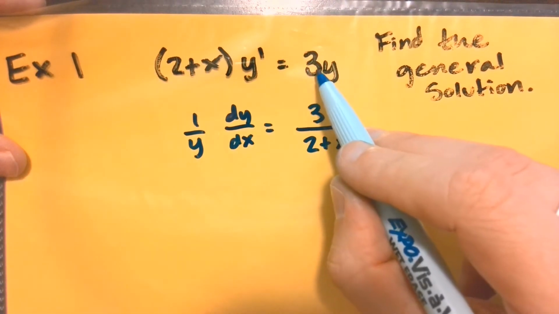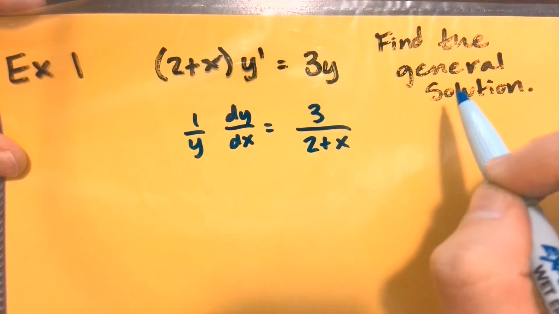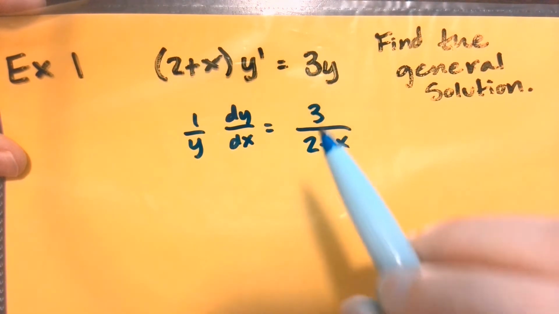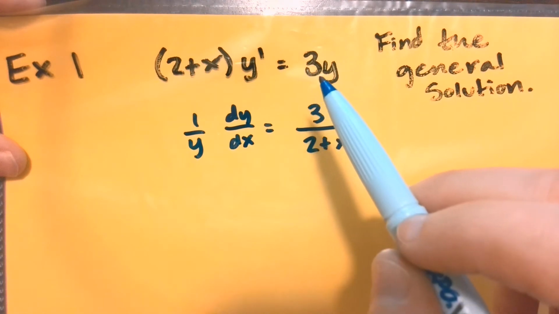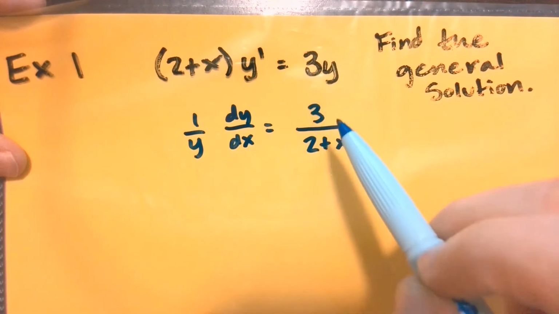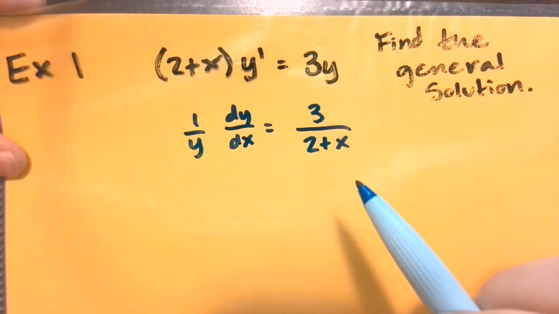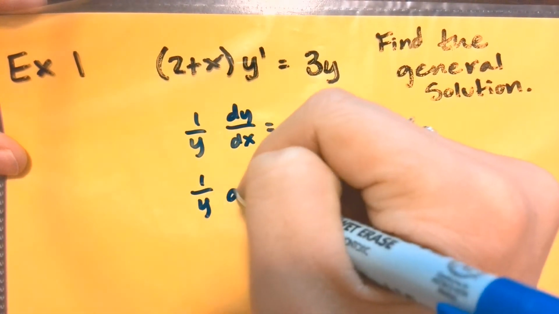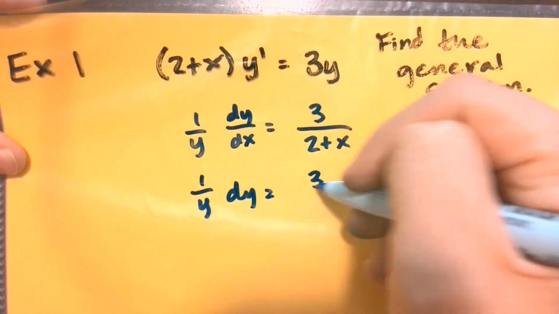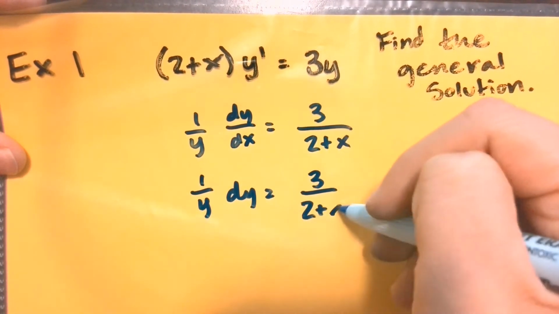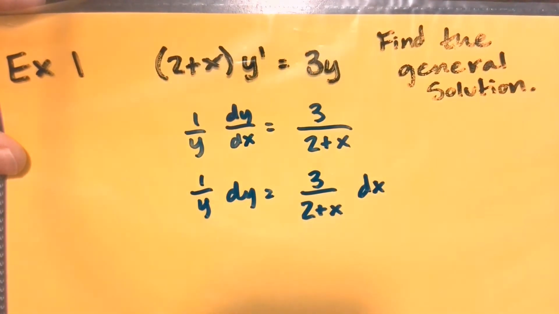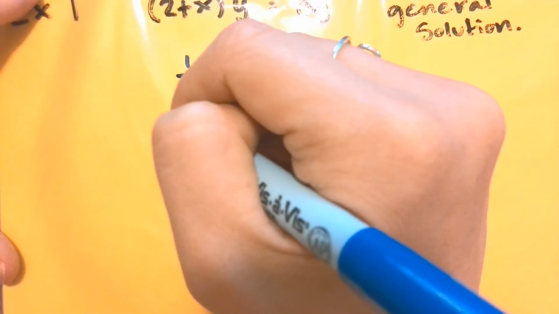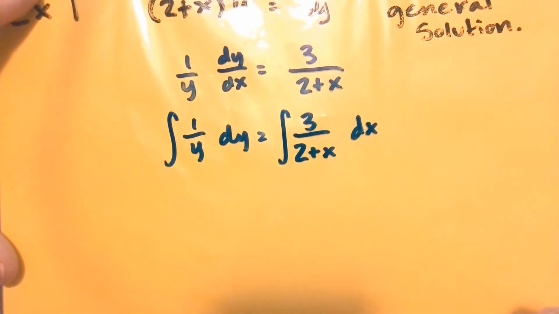Now when it comes to this 3, remember that if I'm finding a general solution, I'm probably going to be solving for y at the end. So to keep it the least complicated, I would keep the 3 with the x's. Any constant that you've got, I would keep with the x's. So our last step here before we integrate is just multiplying both sides by that dx, so that we've got all of our y's on one side, all of our x's on another. Now we're ready to integrate both sides.